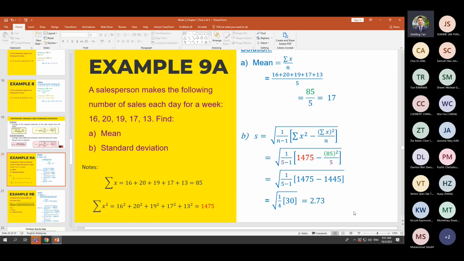The green part is total x. Substitute it here. Don't forget you have to put power 2. Power 2 is the constant value, originally from the equation, so put it here: bracket power 2. n is 5. So far so good. Let's try to simplify this equation step by step.